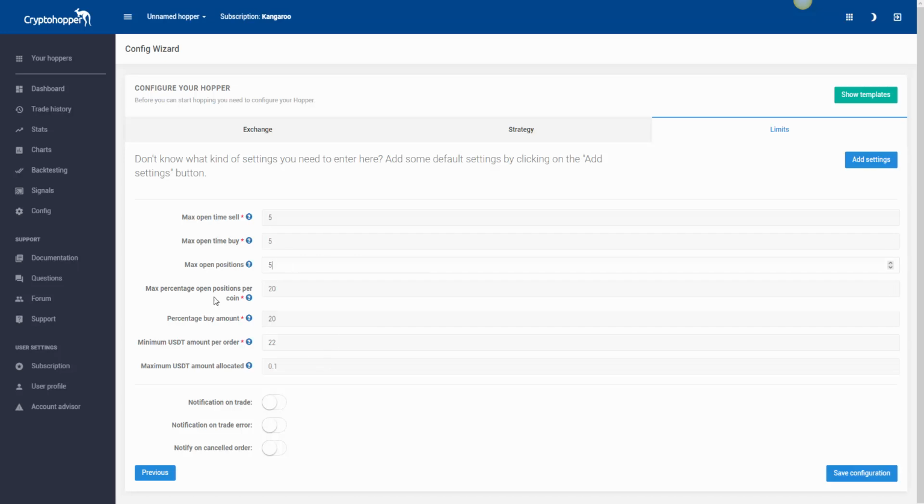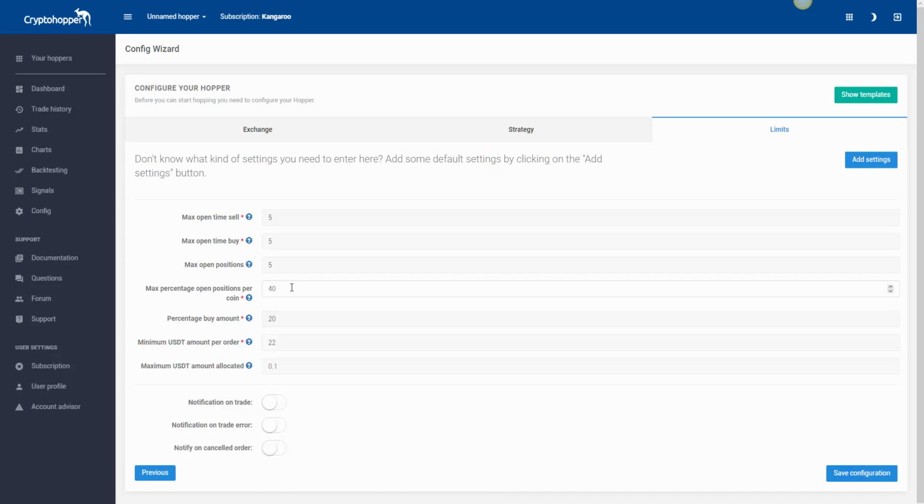So these numbers must match. Otherwise, you are going to expect something different than CryptoHopper may deliver to you. Then I can go to this last one, max percentage open positions per coin. Here I can set how much percent I can have of the same coin in my positions. Let's suppose of my 5 positions, I want CryptoHopper to be able to have up to 2 positions occupied by the same coin. So I can put here 40%.